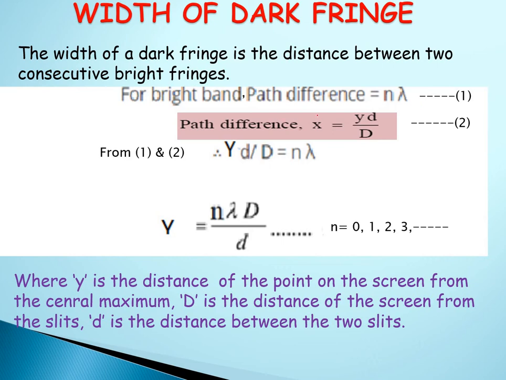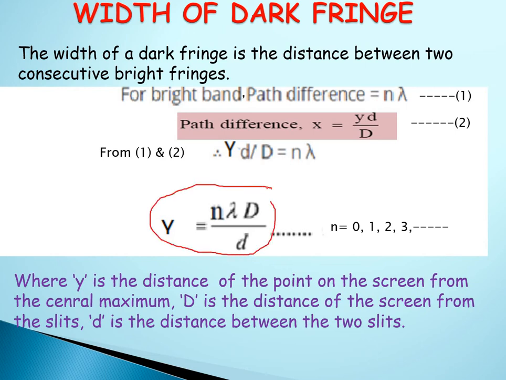Now, what is the general expression for path difference x, which we derived last class? y d by D. So we are equating these two. y d by D is equal to n lambda, because now we are going to find out the width of dark fringes. So what do we want? We want the positions of bright fringes on the screen. So we are equating the general equation for path difference and the specific equation for path difference for constructive interference, and we are getting an equation for y.